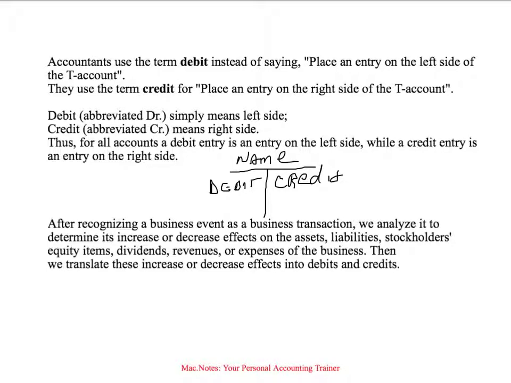Now, back to the language of accounting. Keep in mind, this accounting language was developed in 14th century Venice. And the term for left side is debit. And the term for right side is credit. We abbreviate this by DR and CR. DR means left side, CR means right side. Thus, all accounts have a debit entry on the left side, and the credit entry on the right.